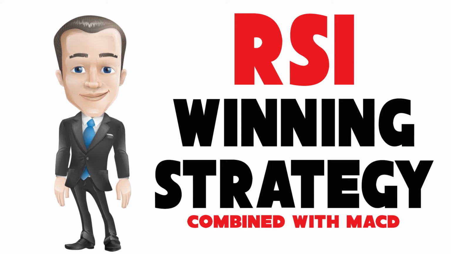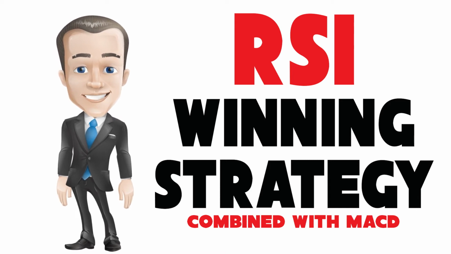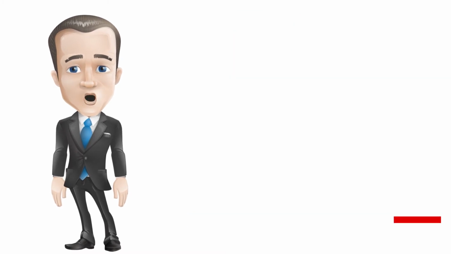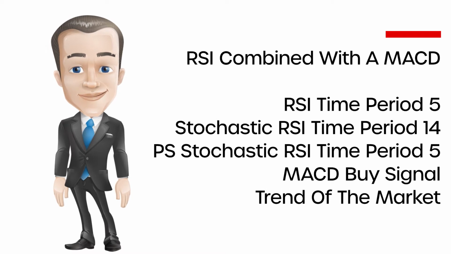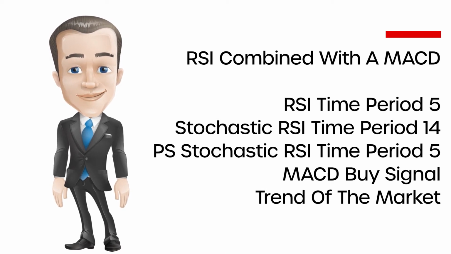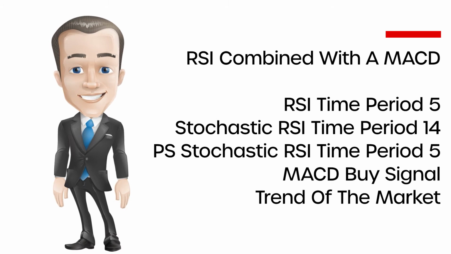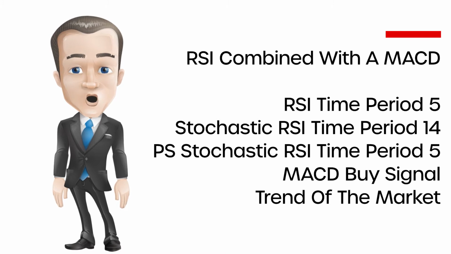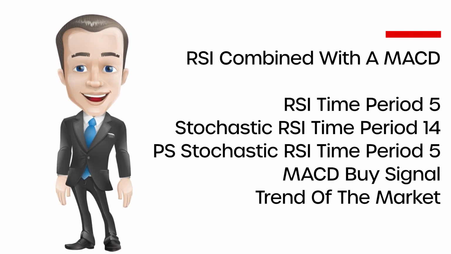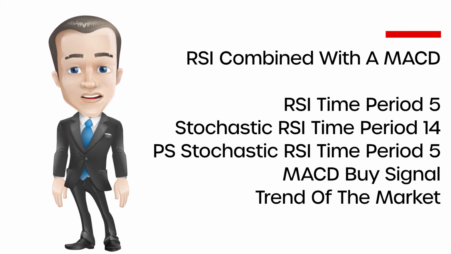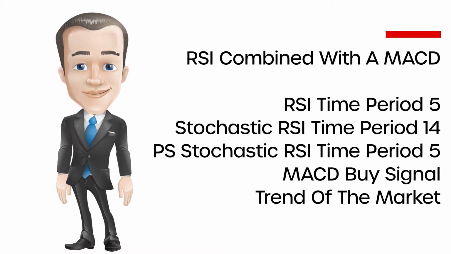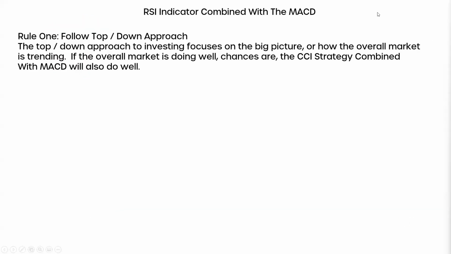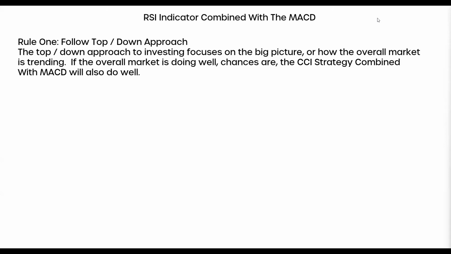These are some of the indicators. So for this RSI strategy, please study it, analyze it, adapt it. The overall strategy is taking three different relative strength indicators, which are RSI time period 5, stochastic RSI time period 14, and PS stochastic RSI time period 5, with a MACD buy signal, disregarding all signals against the overall trend of the market. Rule 1, follow the top-down approach.